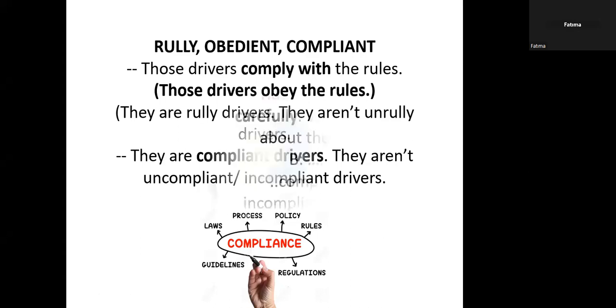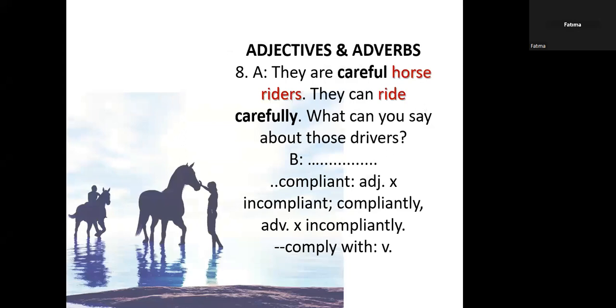Rules and ruling. Adjectives and adverbs again. 8. They are careful horse riders. They can ride carefully. What can you say about those drivers? They are happy drivers. They drive their cars happily. Comfortable drivers. They drive their cars comfortably.